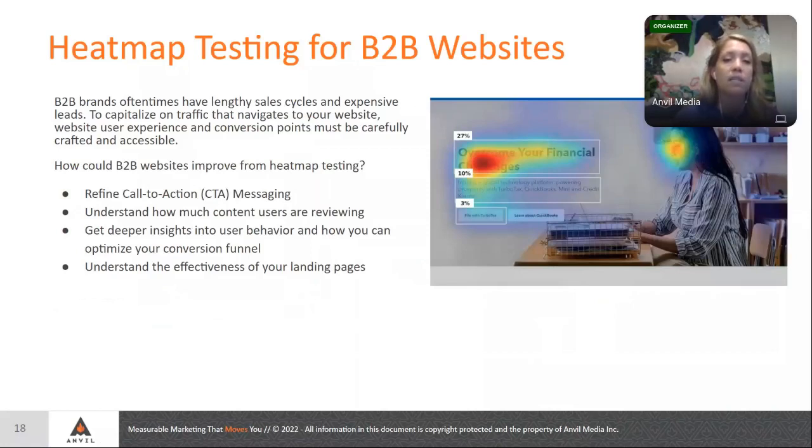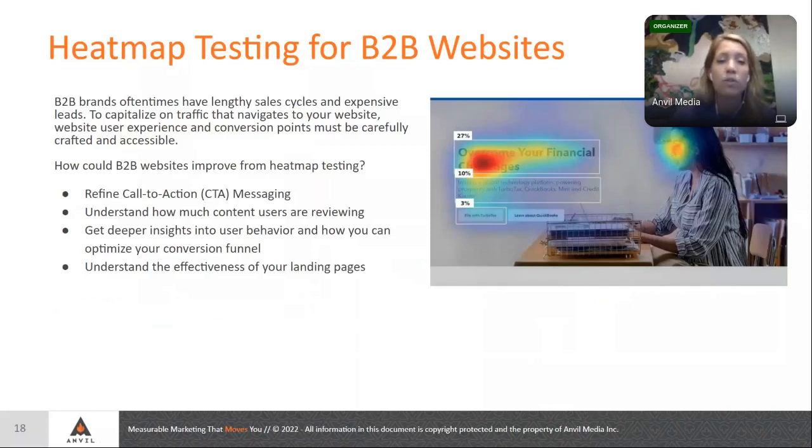So that's where heat map testing is very beneficial to B2B brands because we can capitalize on the traffic that navigates to your site, and we can better understand how to adjust the user experience, how to optimize these conversion points to capitalize on that traffic and to take advantage of the people that have come to your site and understanding how we can best turn these users into leads. So for B2B websites specifically, we can use heat map testing to understand our call to action messaging.